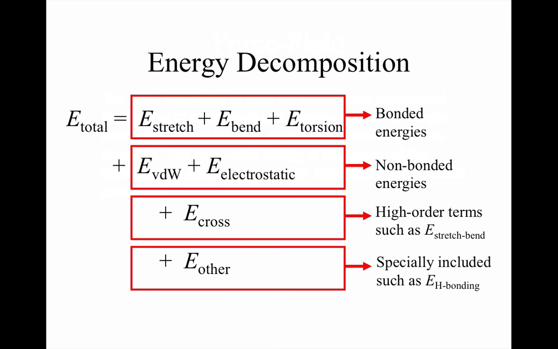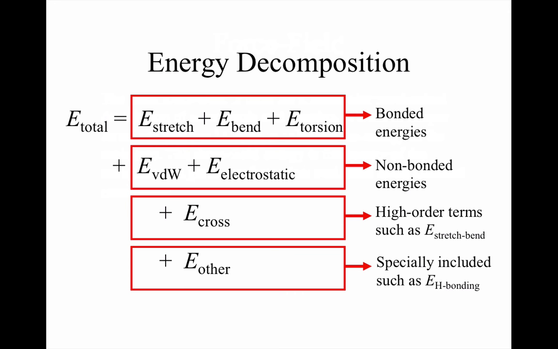So these different motions and interactions that I introduced on the slide before, we usually group them into 4 different boxes. The stretching, bending and torsion refers to the bonded energies. So these involve interactions between atoms which are directly bonded. The van der Waals and electrostatic interactions are referred to as the non-bonded energies, since these involve interactions between atoms which are not directly bonded.